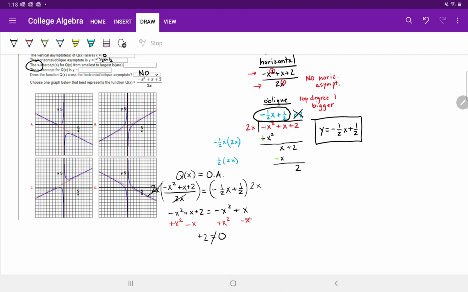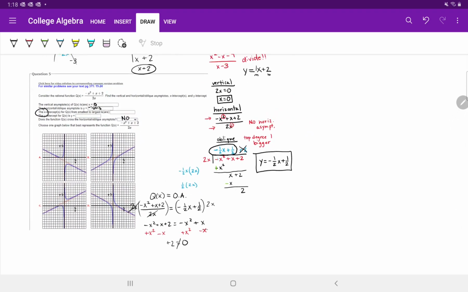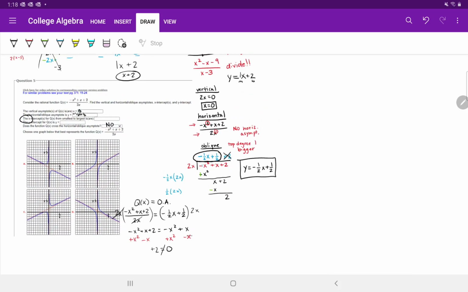So just like in our last problem, the answer here is going to be no, they do not cross each other. So I know that was a long video, but asymptotes obviously have a lot of steps. You have to check for 3 different types of asymptotes, and it can get pretty involved. So I hope this video was helpful and that you guys are all crushing your homework 10.